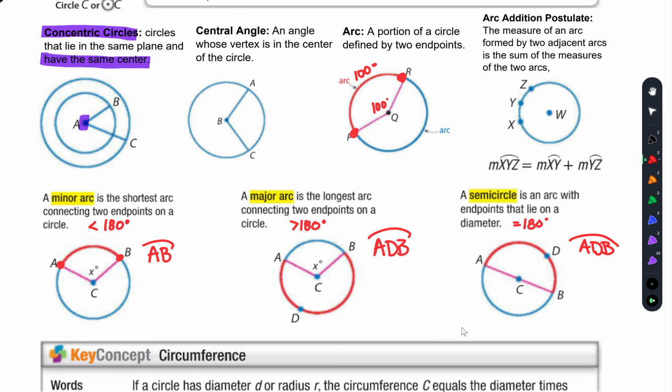There's an extra little postulate in here, which is just kind of like one of those common sense postulates. It says that if I have an arc that's made up of other pieces, I can add the 2 smaller pieces together to get one big piece. That's literally all that postulate up there says. It says, I'm going to take this arc, ZY and YX. I'm going to add them together to get the measure of arc XYZ. That's all that says. Any questions on that? Okay, let's get into the new stuff.